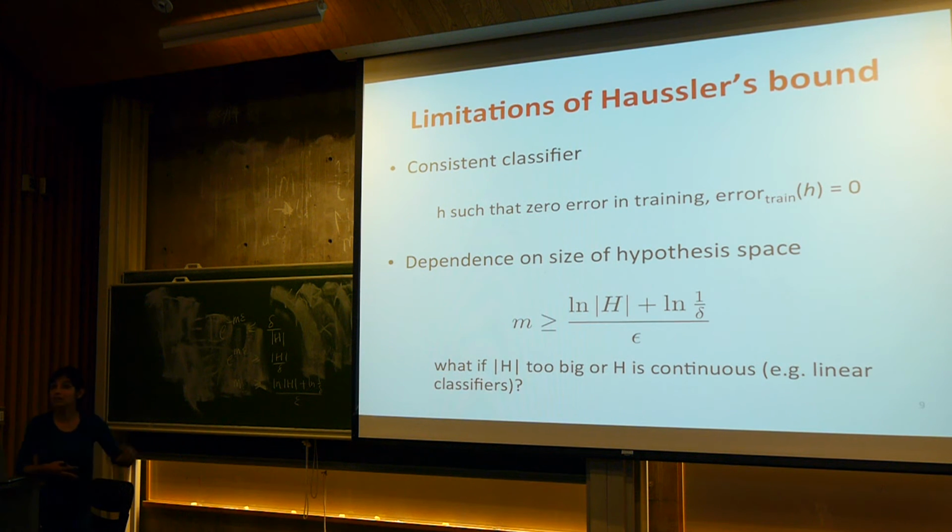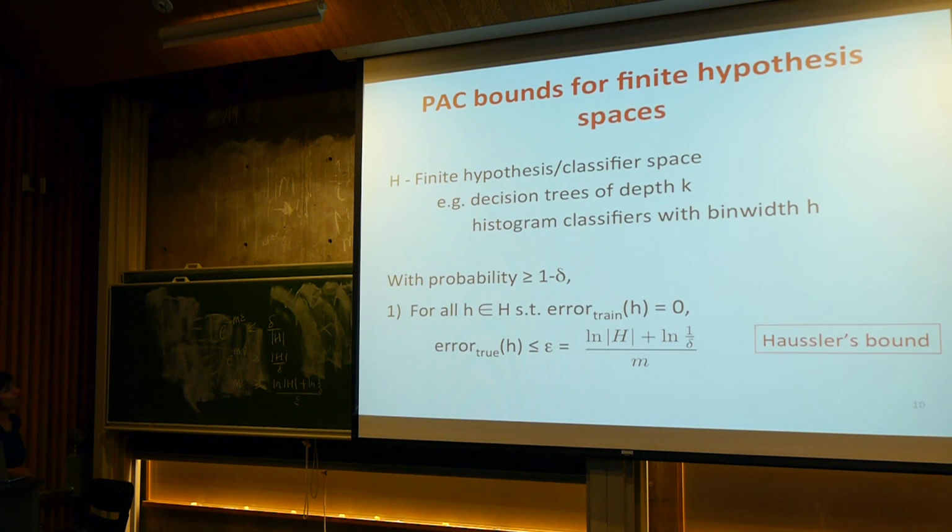So the bound, as we said, is just an upper bound. Can we tighten it somehow for such hypothesis spaces, which are not finite? Okay, so we're going to tackle both these issues. This is just a reminder that the Haussler bound only applies for finite hypothesis spaces. Examples: decision trees of a certain depth, decision trees with a certain number of leaves, histograms with a certain number of bins. All of those would fall in this category.